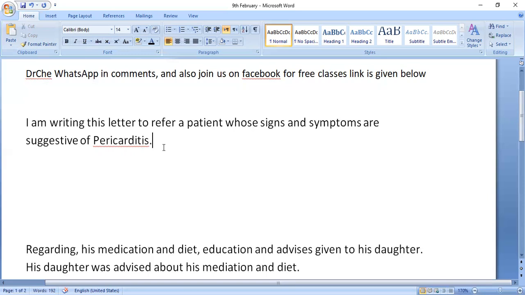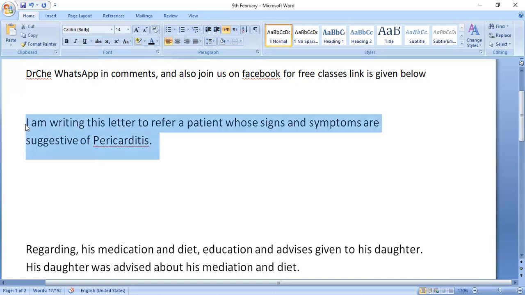Thank you, everybody. So anybody can point out what is the mistake here. I am writing this letter to refer a patient whose sinus symptoms are suggestive of pericarditis. Anybody can point out any mistake? Any doctor, any nurse can point out any mistake here? No mistake? Okay, so let us go step by step. So let us copy here.